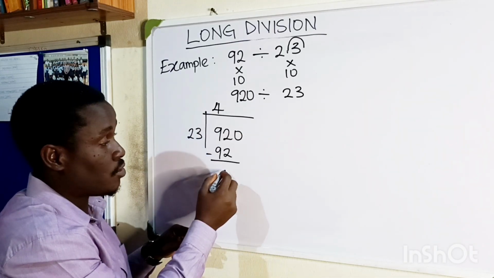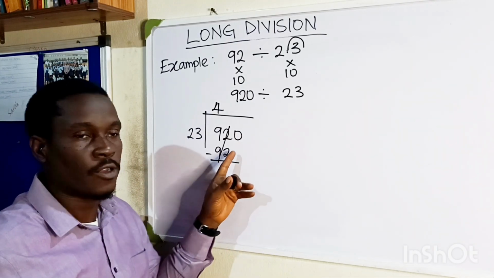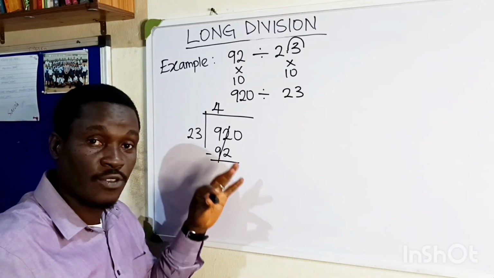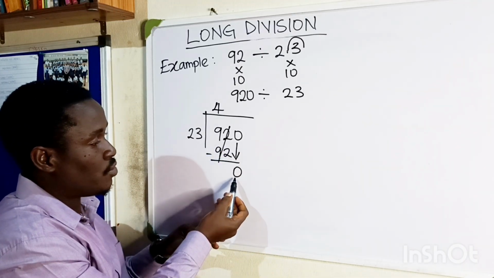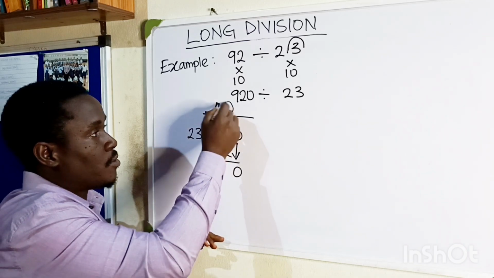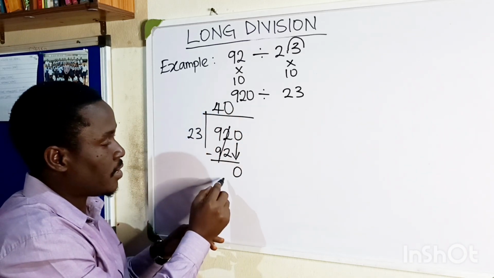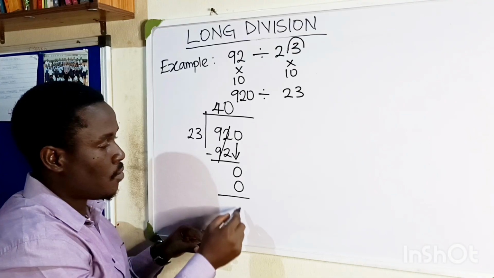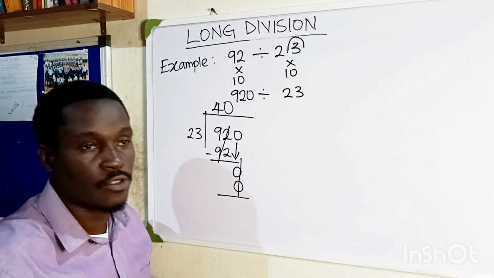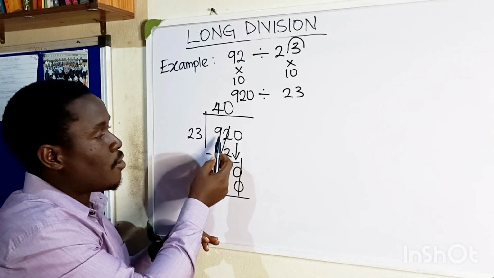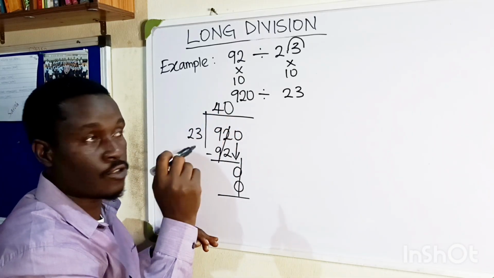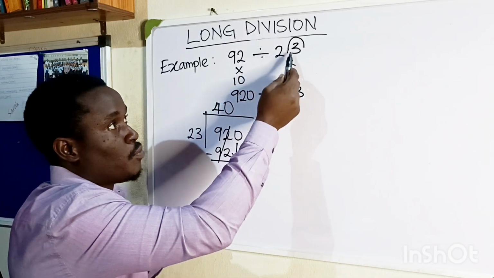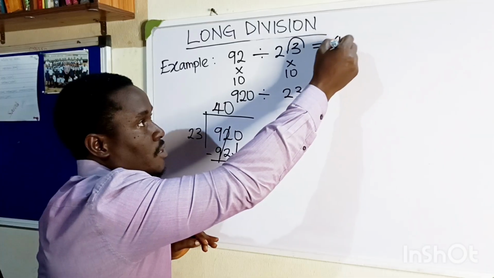4 times 23 is 92. 92 minus 92 is going to cancel out, but we have a 0 here. Just as we did in one of the previous examples, we bring the 0 down, and then we do 0 divided by 23 is 0. 0 times 23 is 0. When you subtract, it will cancel out. So this means 920 divided by 23 is going to give us 40. This also means 92 divided by 2.3 is also going to give us 40.